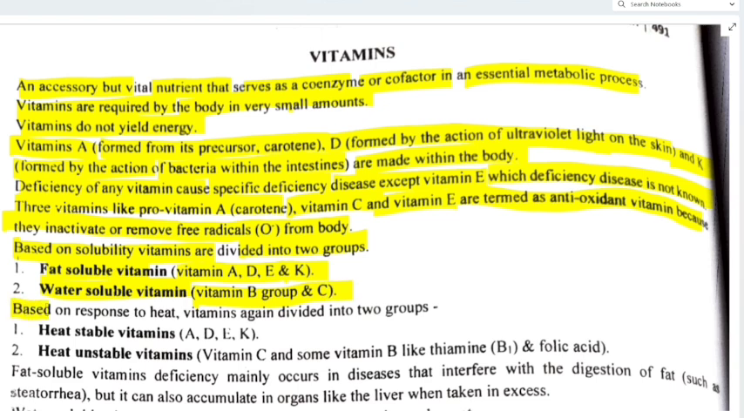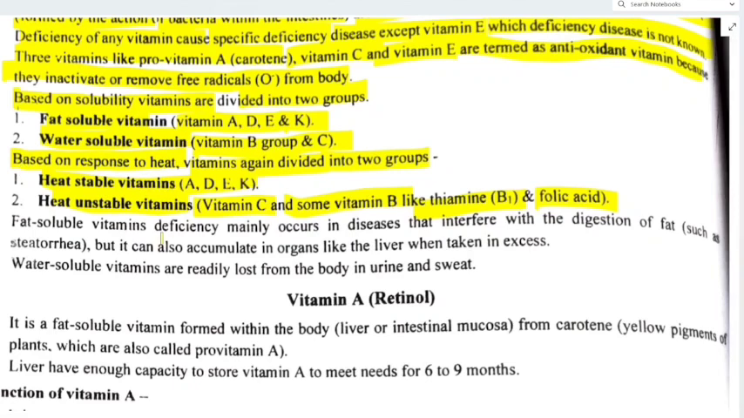Now based on response to heat, vitamins are again divided into two groups. Heat stable vitamins, that is A, D, E and K, and heat unstable vitamins, that is vitamin C and some vitamin B like thiamine, B1, and folic acid.